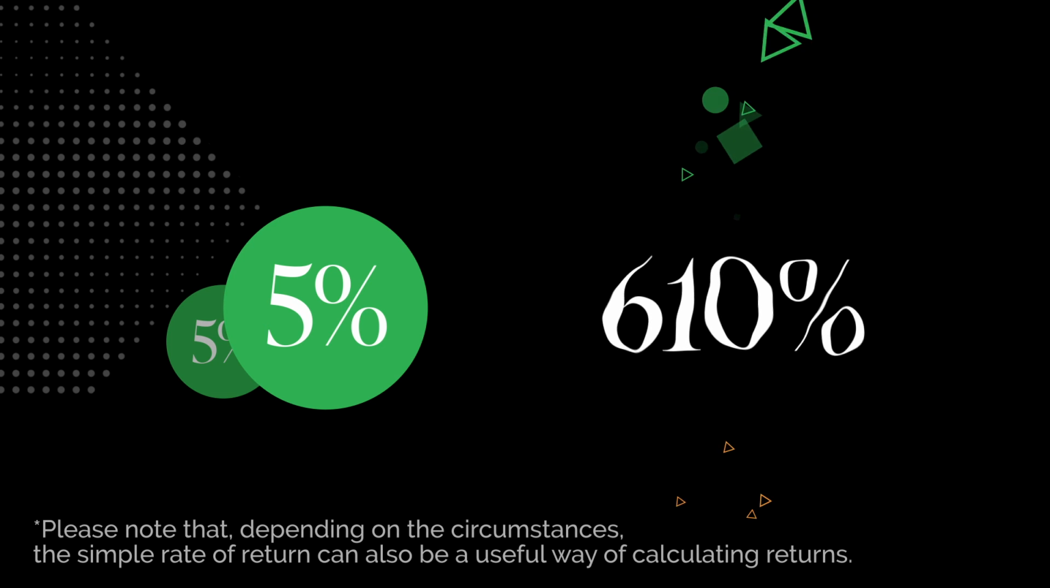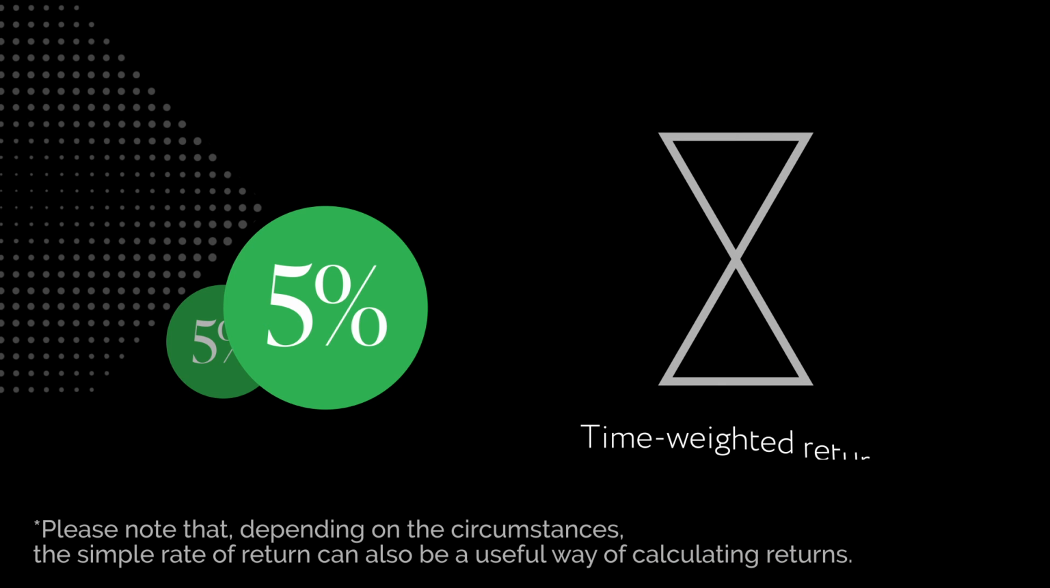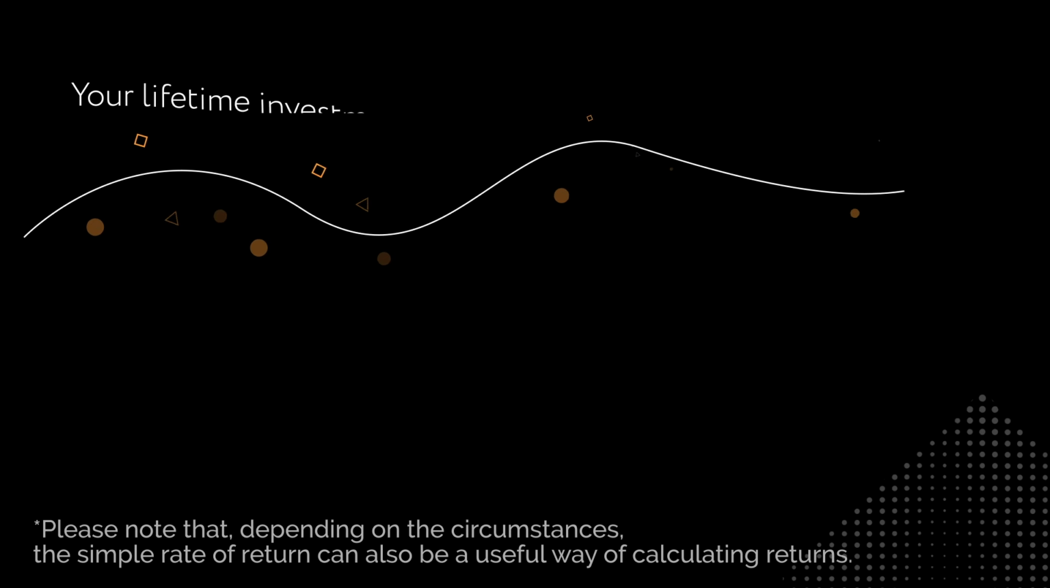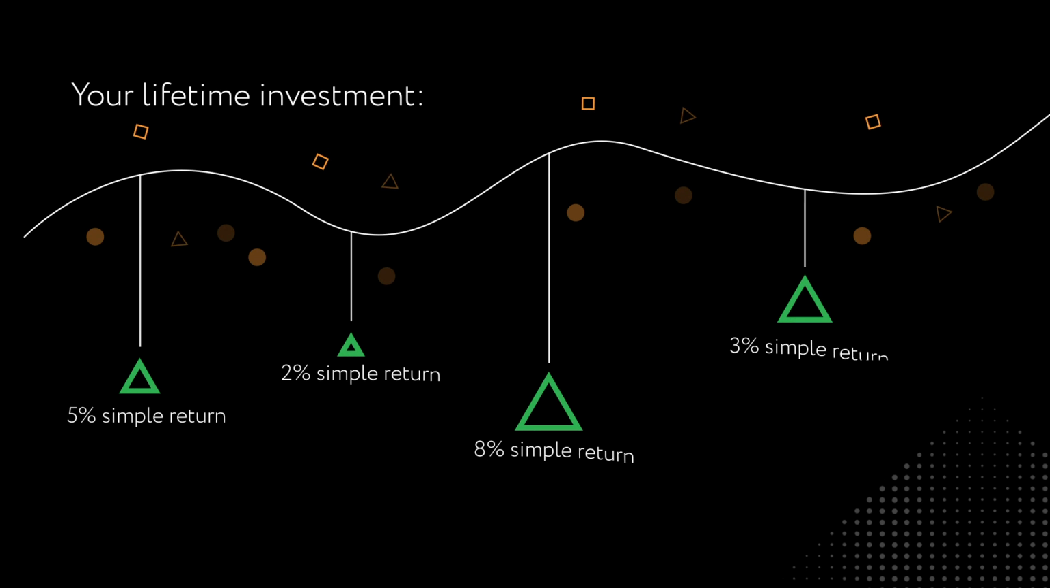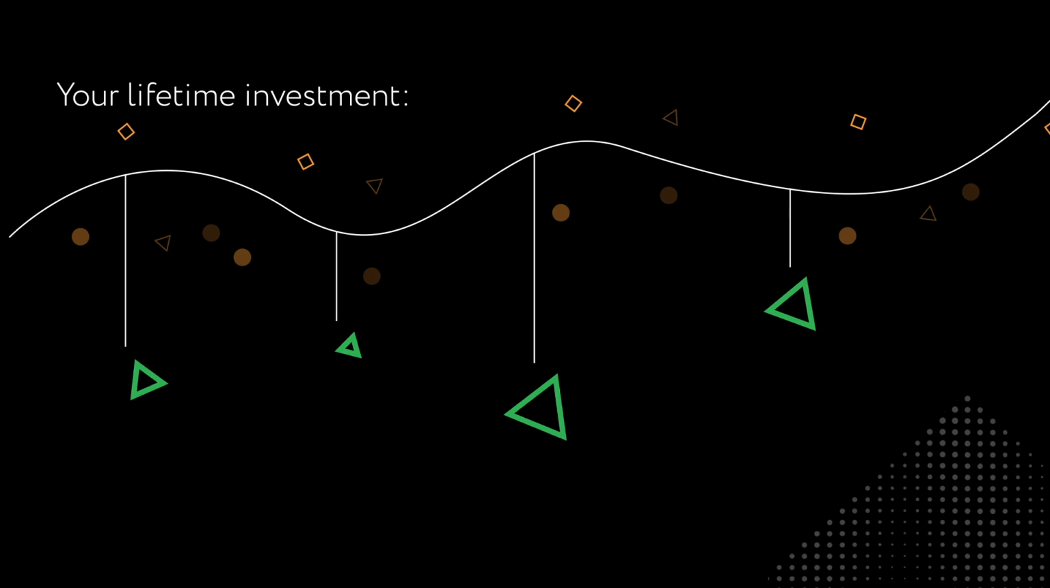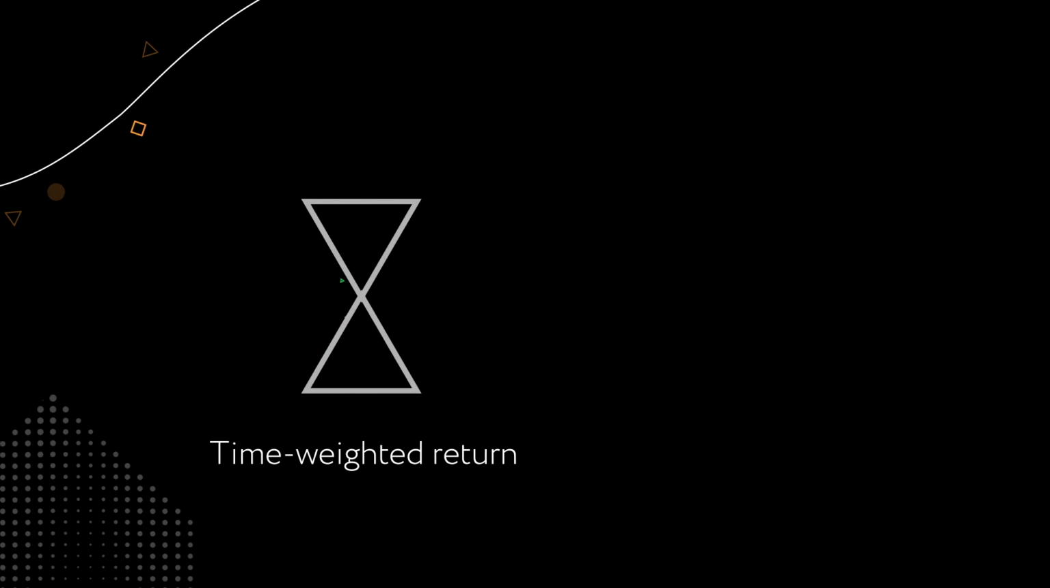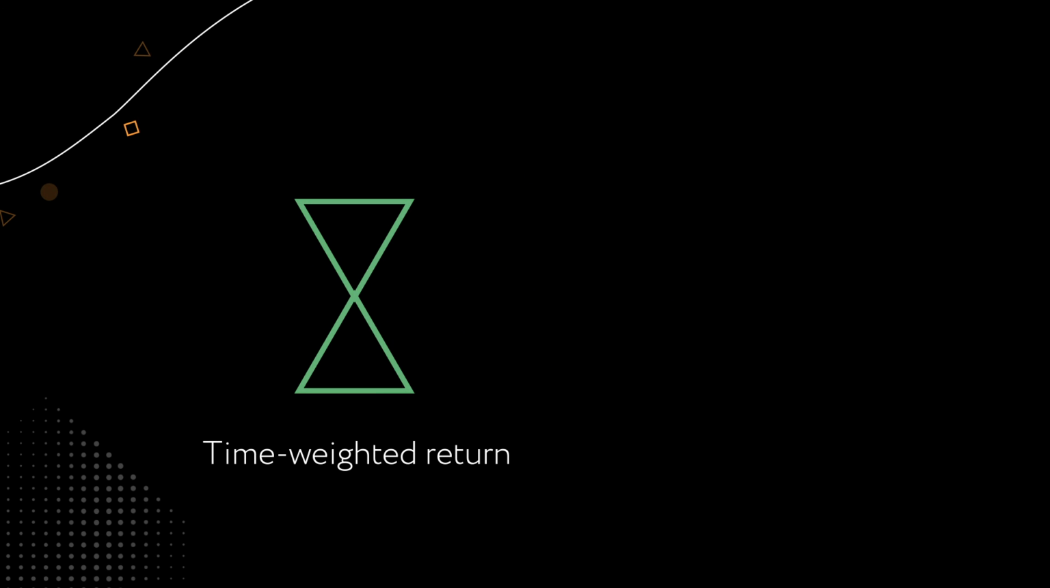To get around this problem, we use the time-weighted return. Effectively, what we do is break up the lifetime of your investment into shorter periods of time. Then we work out the simple return for each of those periods and average them all together, smoothing out the distorting effect of contributions and withdrawals.